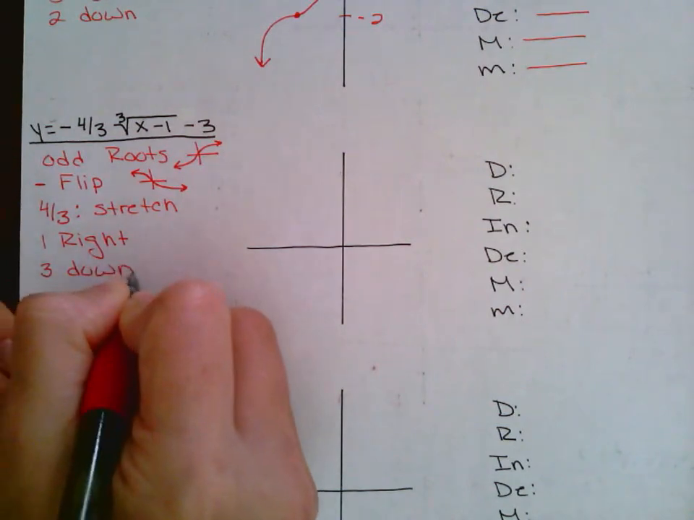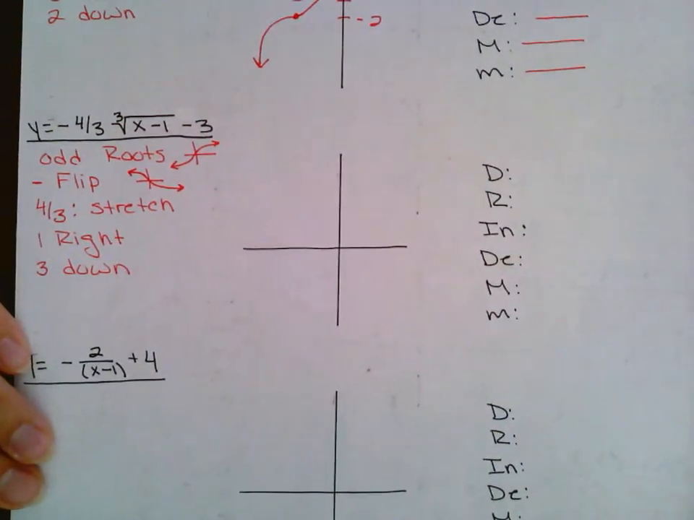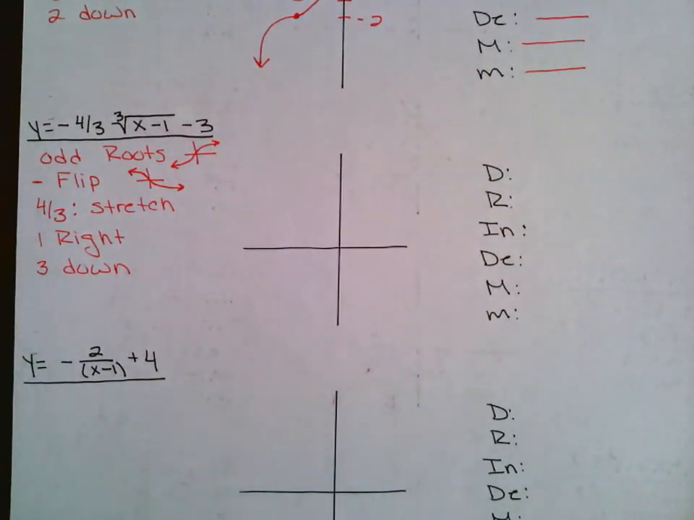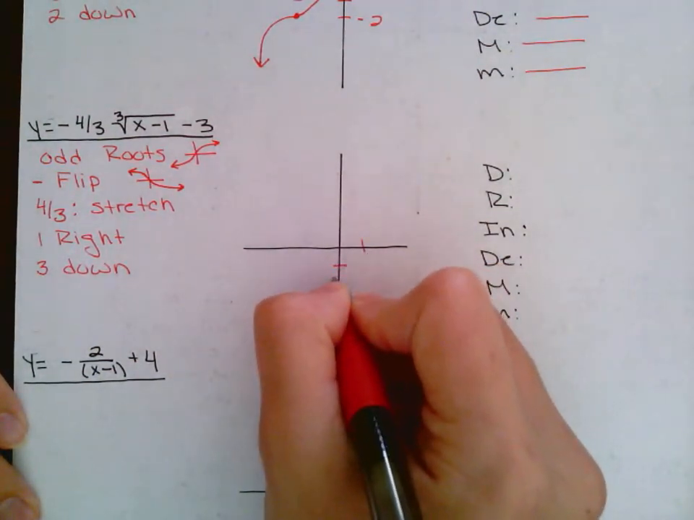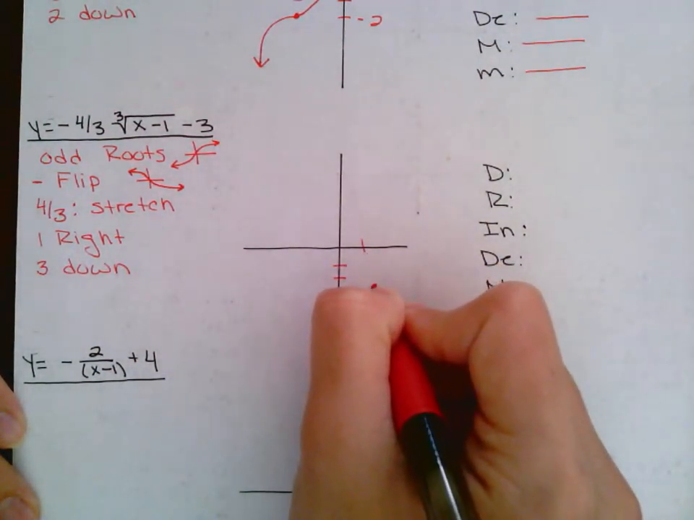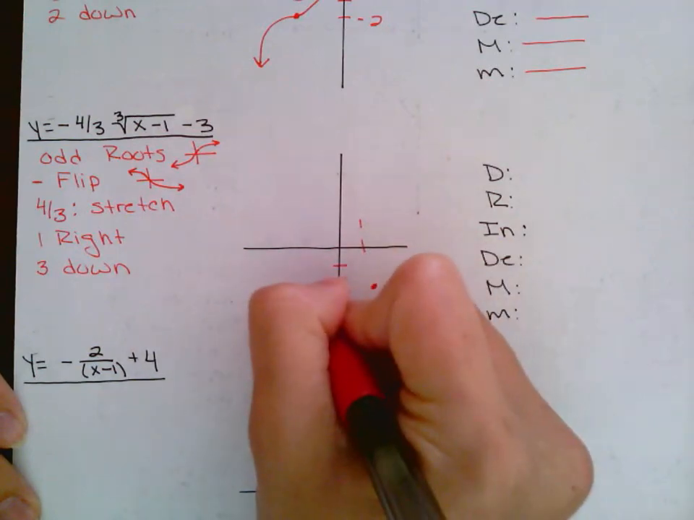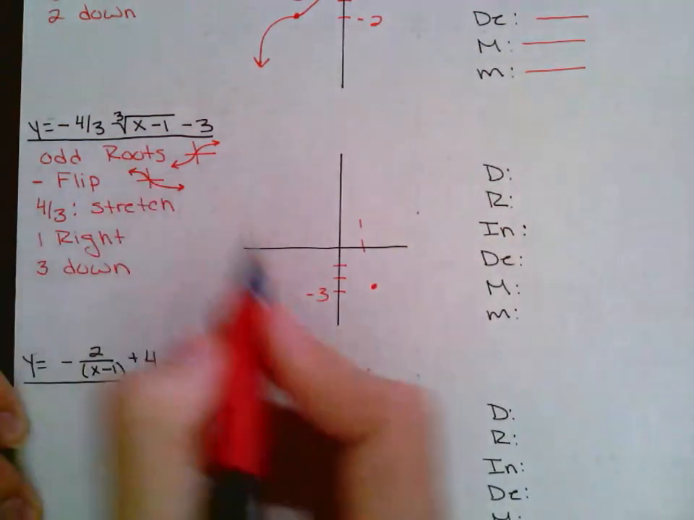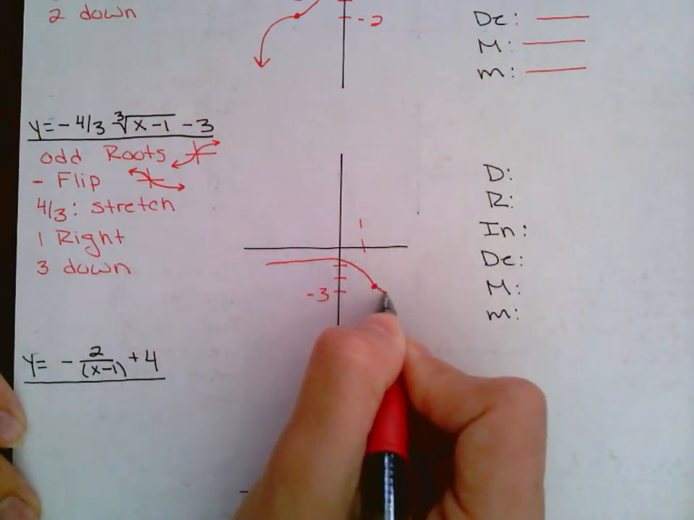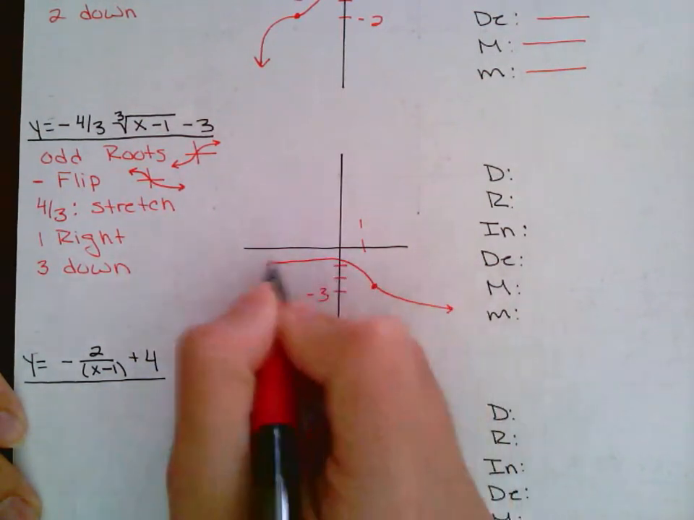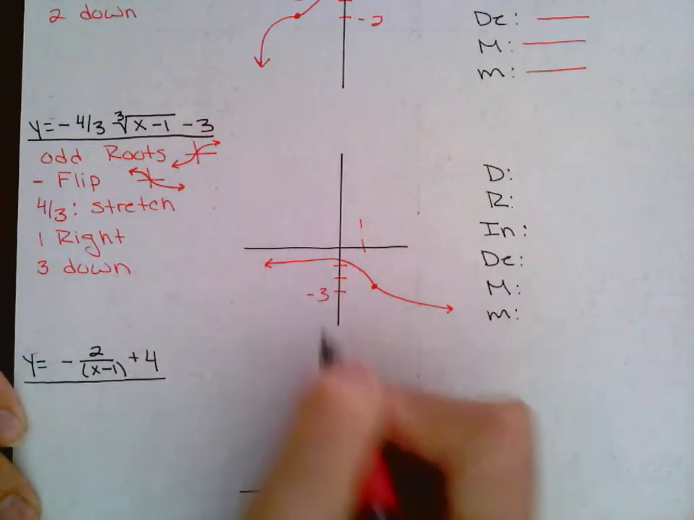You're probably going to get to the point where you don't need to write all these notes on the side, guys. But for now, go ahead and do so you don't miss on those little things, okay? So we're going to go 1 to the right, 1, 2, 3 down. So here's 1 and here's negative 3. And remember, it flipped, so it's going to go this way. We are not worrying about what that y-intercept is. We'd have to do a lot more work to figure that out, okay?